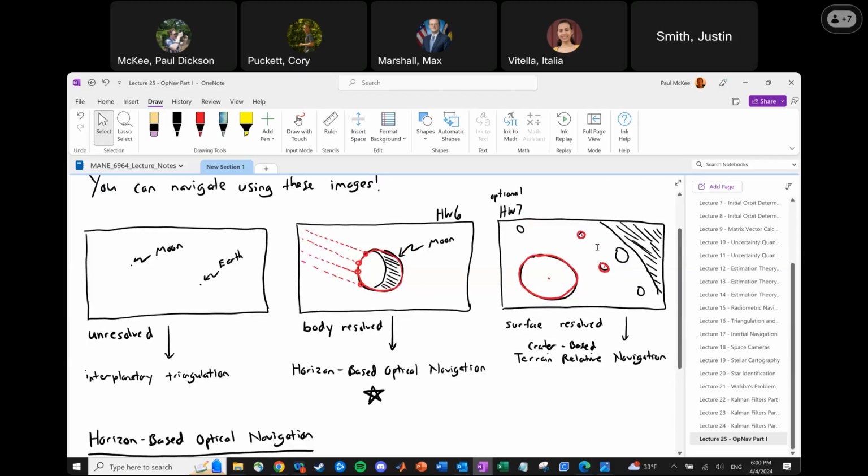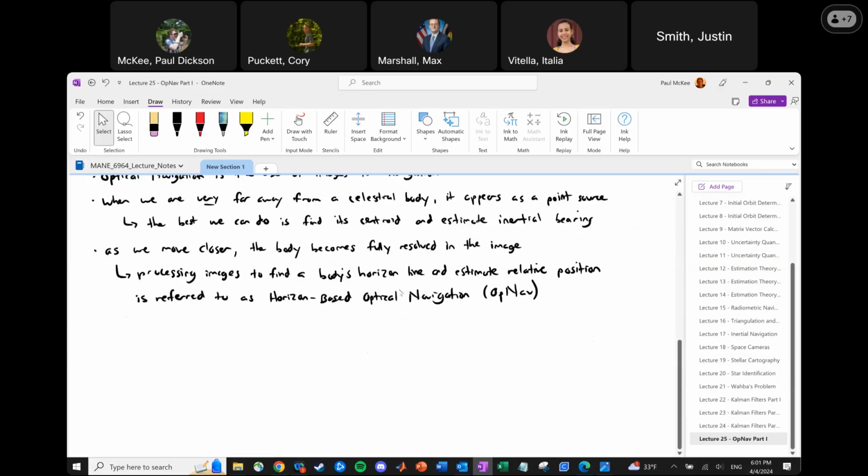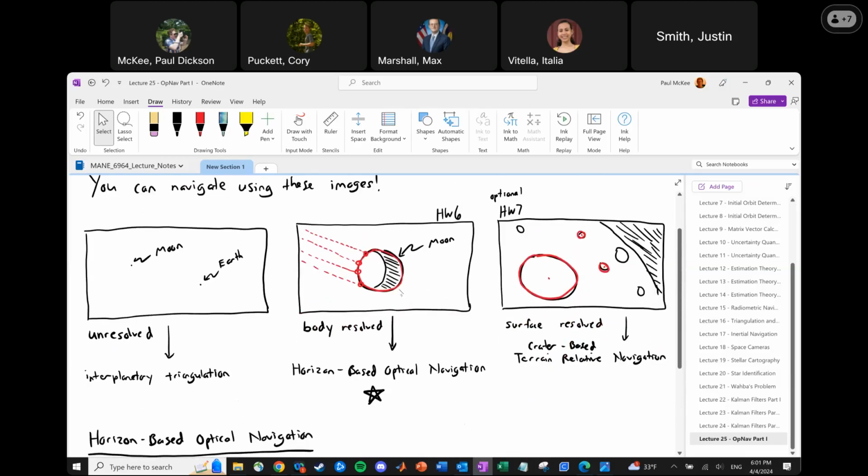If I'm talking about crater-based nav, I'm going to call it crater-based nav, or I'm going to call it terrain relative navigation. And the problem on the left, we don't really discuss all that much in this class, but it's something that you could certainly look into if you wanted to. But OpNav is the middle image when I use the words OpNav. All right, so questions so far? Or do we feel all right up to this point?